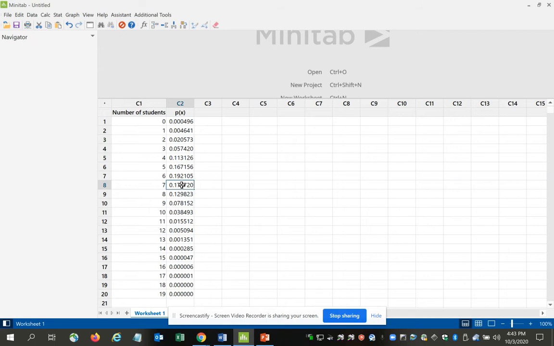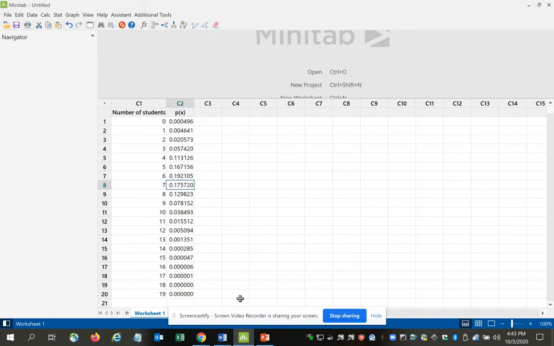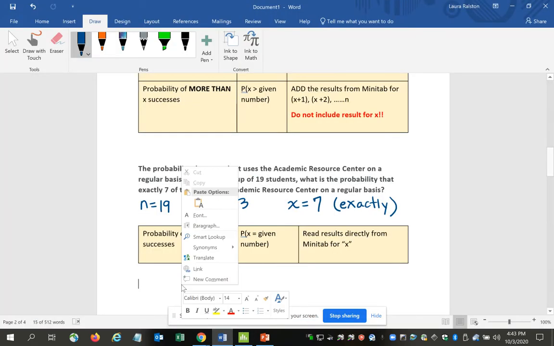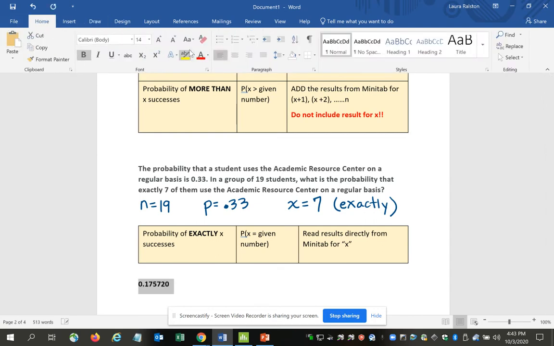So I'm going to read this number here. In fact, I'm just going to copy it and paste it onto my document. Okay, so my answer is 0.175720. Now you can use the full decimal value. If you're asked to round, you should round appropriately. But this would be the answer from MINITAB for this particular question. All right, moving on to the next one.